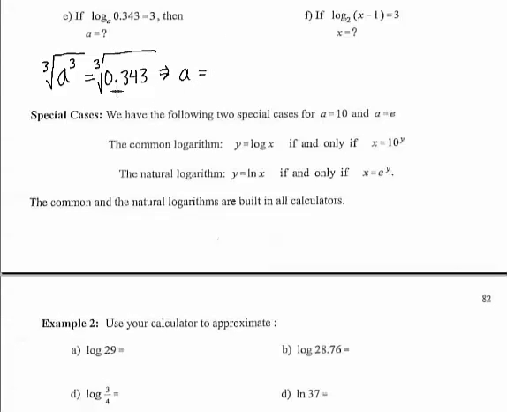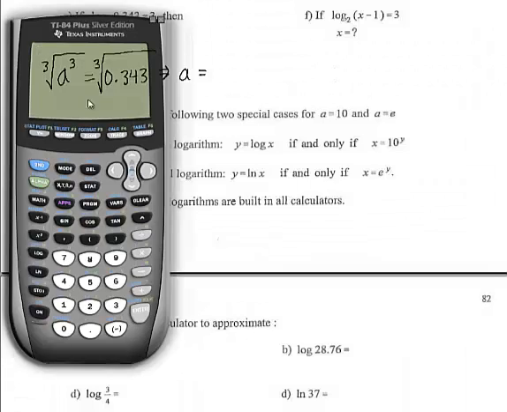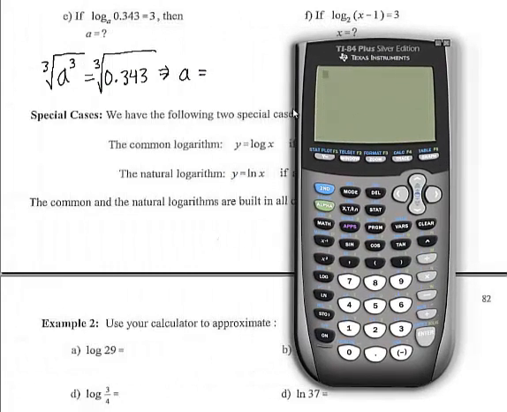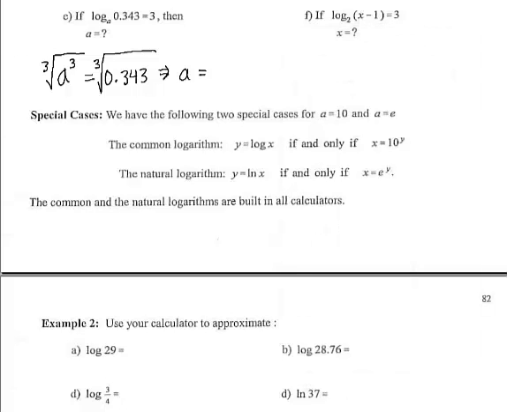So we want to calculate the cube root of 0.343. To do that, we call up our calculator again, and we do have a cube root selection under the math menu, so I'll call that one into the home screen, and I'll type in 0.343 and hit enter, and we see that that number is 0.7.